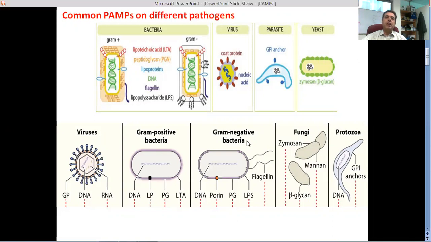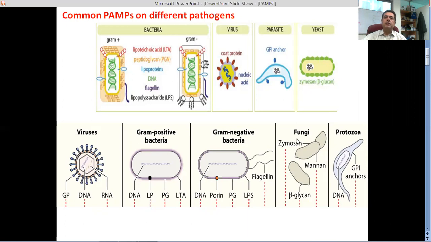In the case of gram-negative bacteria, you can see that again, DNA, proteoglycans, lipopolysaccharides. This is lipoprotein in the case of gram-positive bacteria. In gram-negative bacteria, you can find these lipopolysaccharides. So lipopolysaccharide and flagellin, in addition, all these are pathogen-associated molecular patterns, and they can be recognized by the different cells of the innate immune system, as I told you.